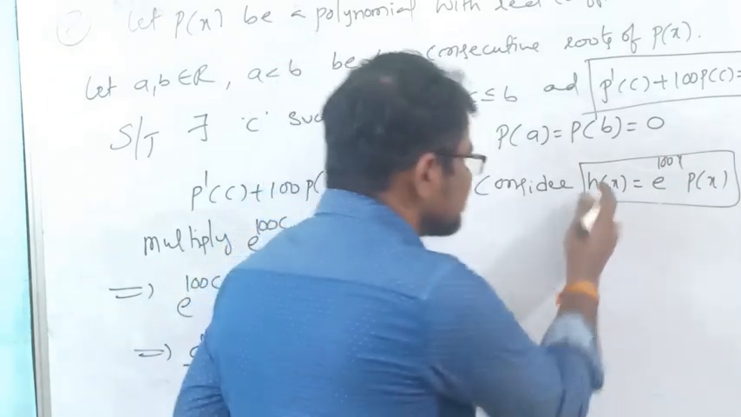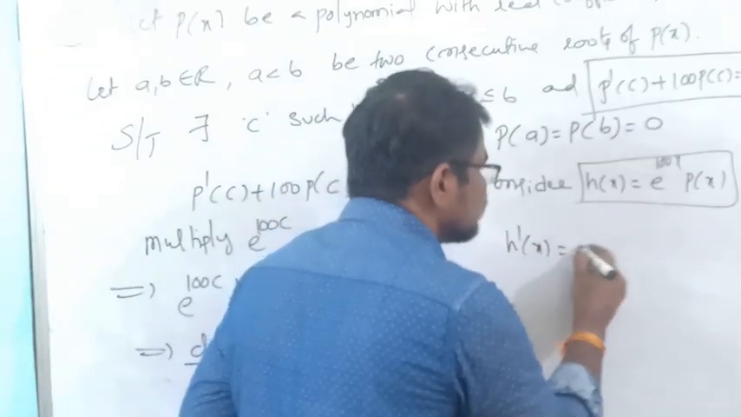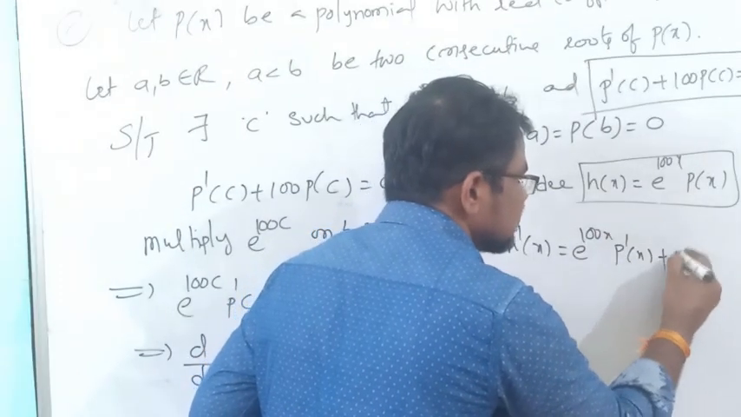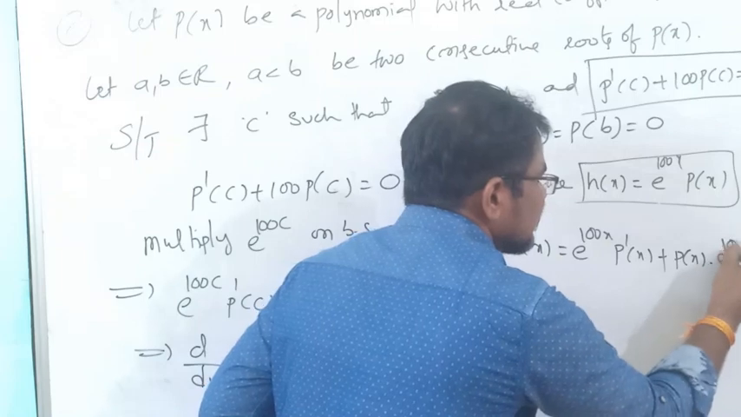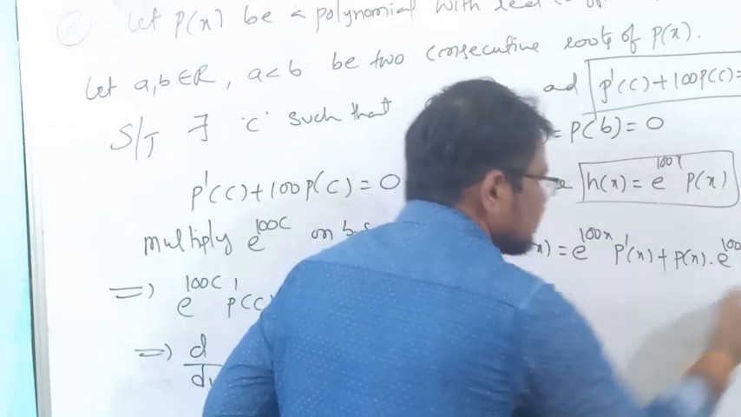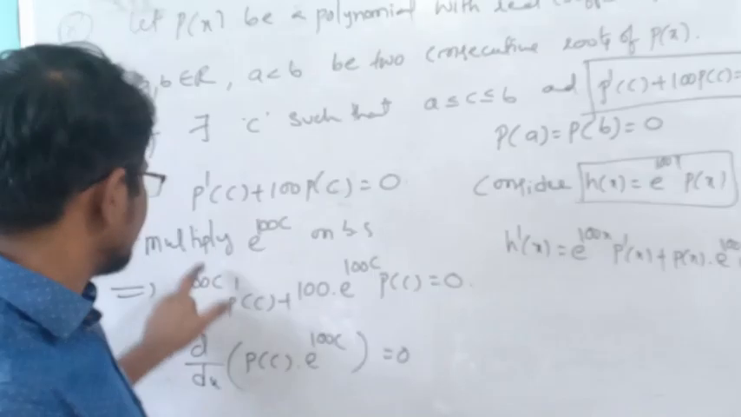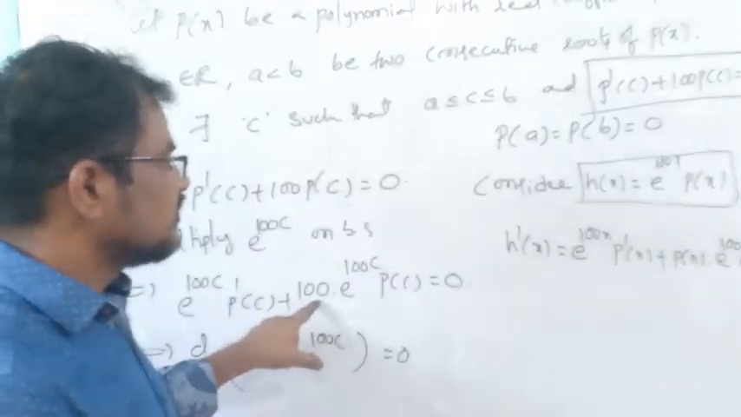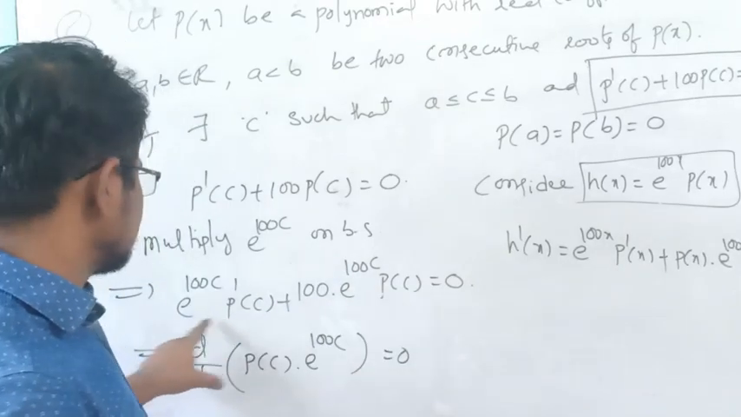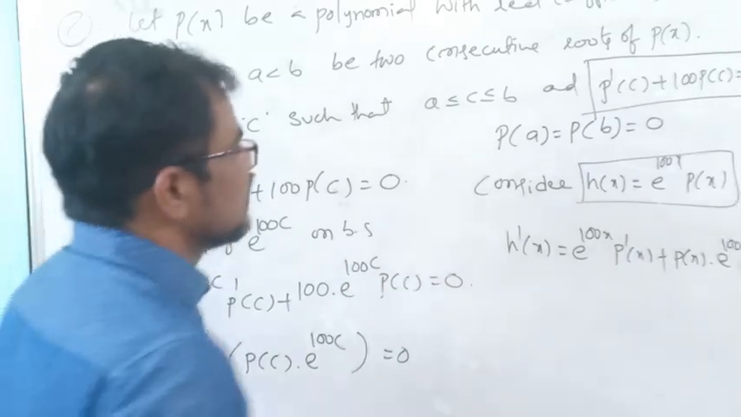Differentiate: h dash of x equal to e power 100x into p dash of x, plus p of x into e power 100x into 100. Satisfied or not? That is, e power 100x into 100 into p of x, plus e power 100x into p dash of x. Right?